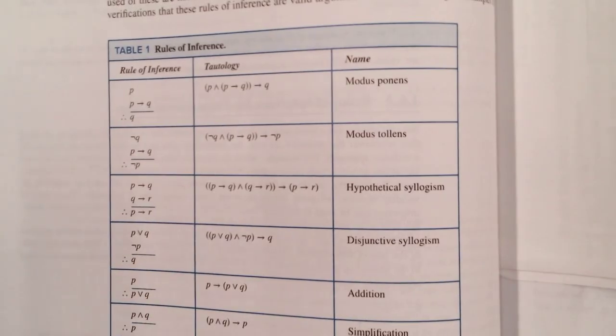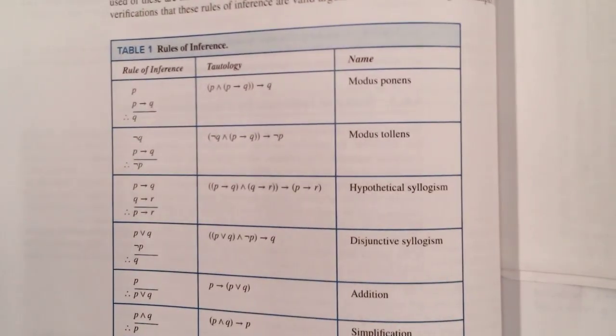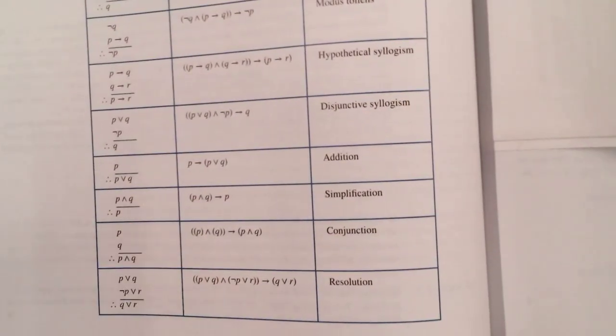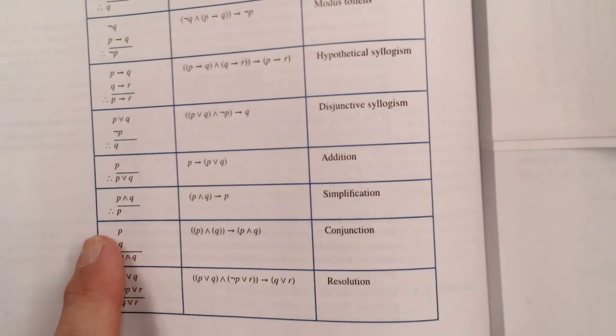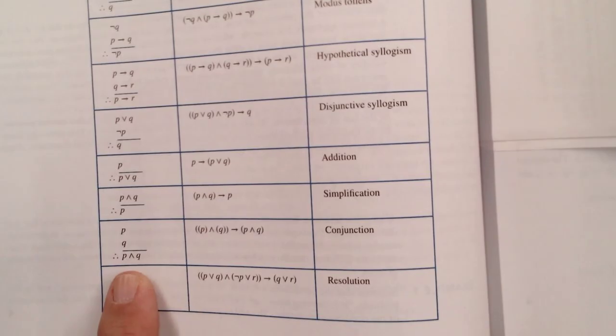If I know P is true, then P or Q must be true because the P part's already true, right? So I can add on. And the reverse, if I have an and, P and Q, the only way and is true is if both of them are true. So if P and Q is true, then P better be true. I'm taking something off. I'm simplifying my statement. If I give you a P being true and I give you a Q being true, well, then the and better be true, right? That's the definition of and.